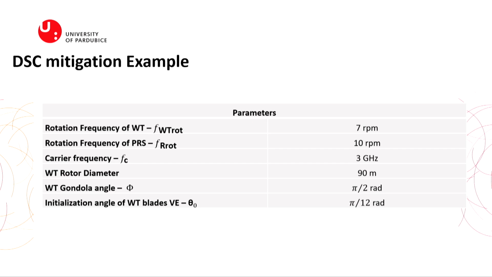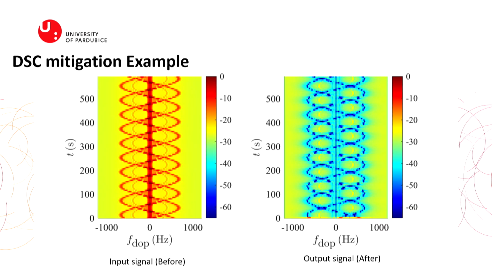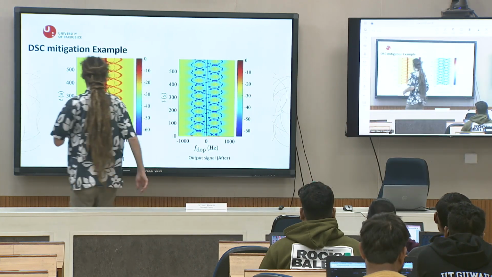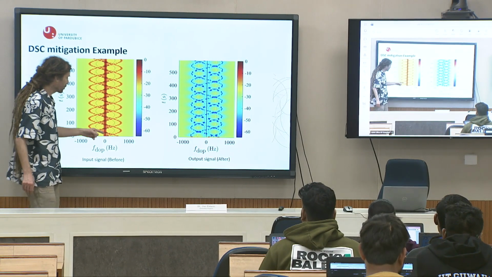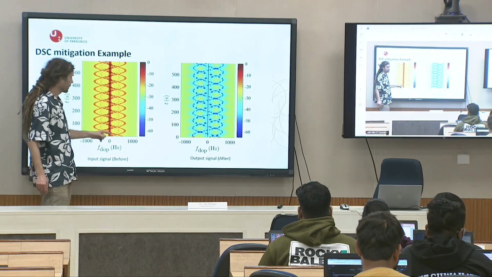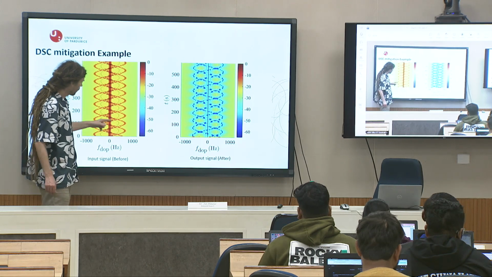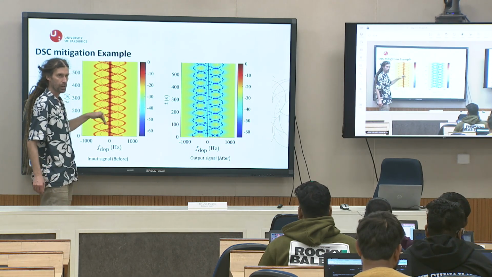We consider a wind turbine at about 7 RPM, rotation frequency about 10 RPM, carrier frequency in S-band, 3 GHz, rotor diameter 90 meters, and the gondola angle and initialization angle were chosen like this, for example. So this is the result of our mitigation algorithm. On the left side is the original input signal before mitigation. You can see the tower reflection, one blade, second blade, third blade, and so on.